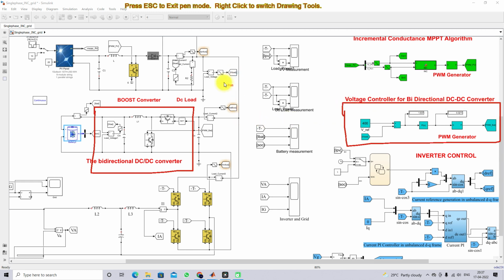So here we need to measure the DC bus voltage, and it's going to be compared with the 400 volt, and then it's going to be processed via a PI controller. So it will generate the duty cycle. It's going to be processed via PWM generator. So it will generate the pulse. So this pulse is going to control these two IGBTs in order to maintain the DC bus voltage around 400 volt.